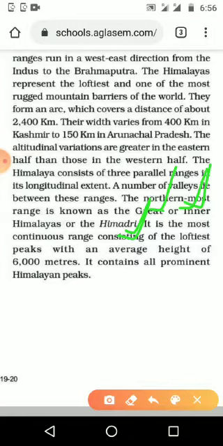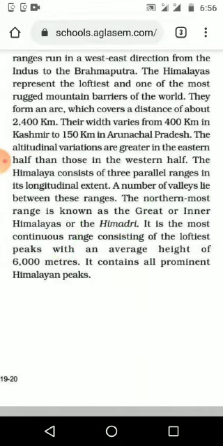It is an almost continuous range consisting of the loftiest peaks with an average height of 6,000 meters, and it consists of all the prominent Himalayan peaks. All the prominent Himalayan peaks come here.